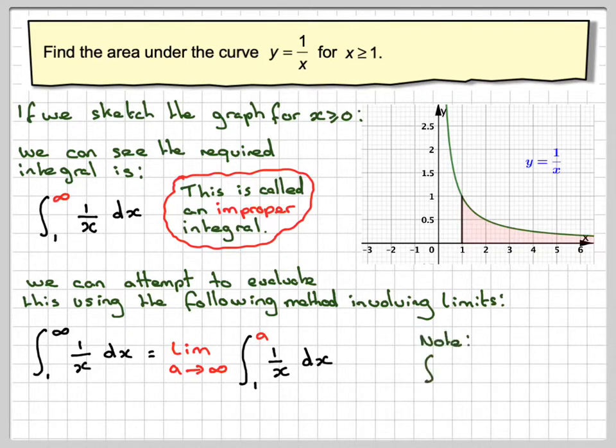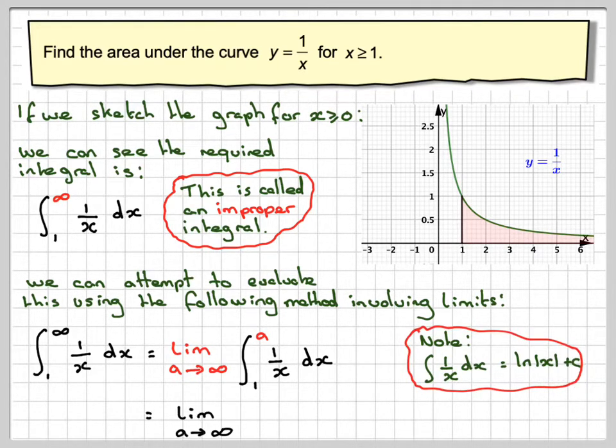Now the integral of 1 over x dx is ln of the absolute value of x plus c. So this now becomes the limit as a goes to infinity of ln of the absolute value of x, from 1 to a. We put the limits at the end. So just writing that last line out again.